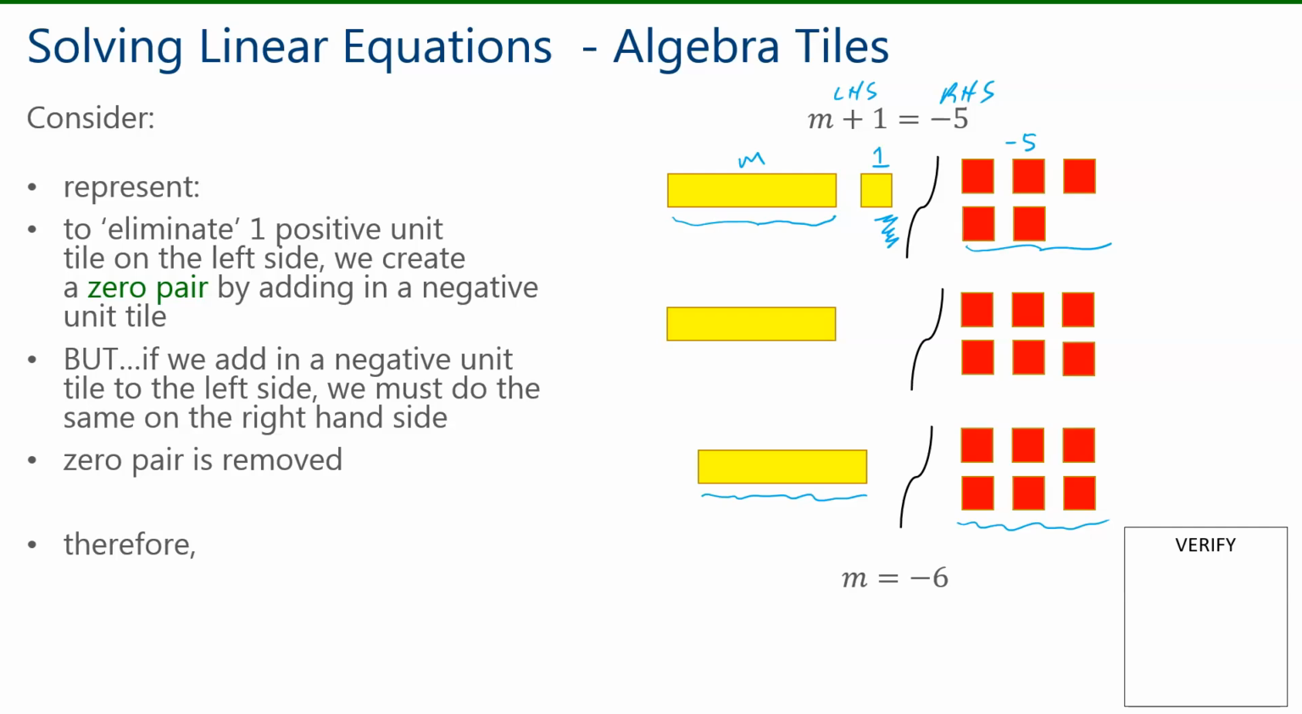I start with my equation, m plus 1. In place of the equals, I put a circle. We figured out that m is -6. Let's see if it works. -6 plus 1, -5. Yes, indeed. -5 equals -5. m equals -6 is the correct solution.